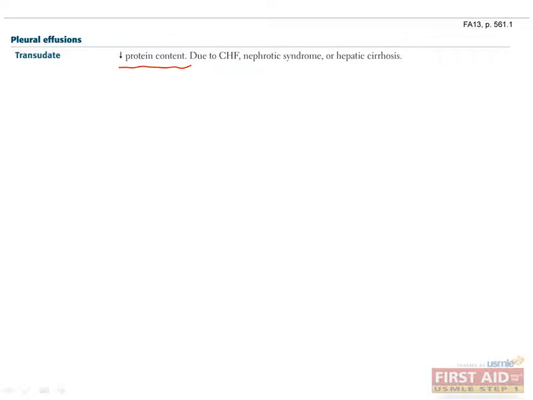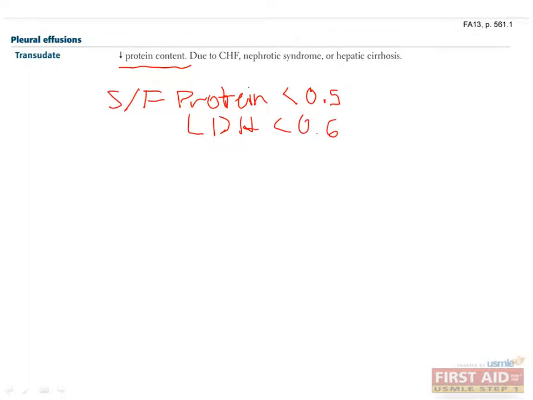Pleural effusions are generally classified as transudative or exudative depending on the underlying process causing them. Transudates have a low protein content, or a serum to fluid protein ratio of less than 0.5, and a serum to fluid LDH ratio of less than 0.6 when you examine the pleural fluid.